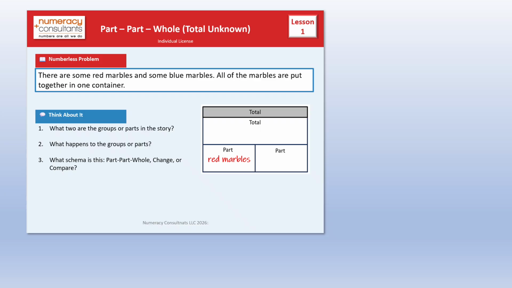The process begins with numberless word problems, story problems that present a context without any numbers. This is intentional. By removing the numbers, students are not distracted or overwhelmed by computation. Instead, they focus entirely on understanding the context and identifying the structure of the schema.